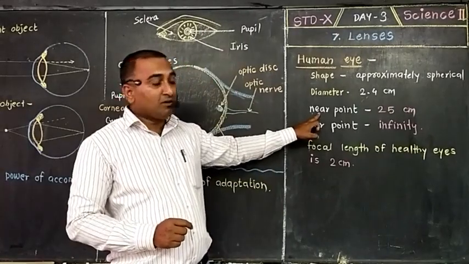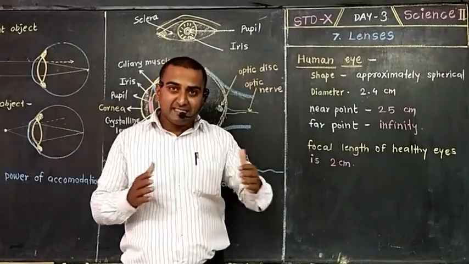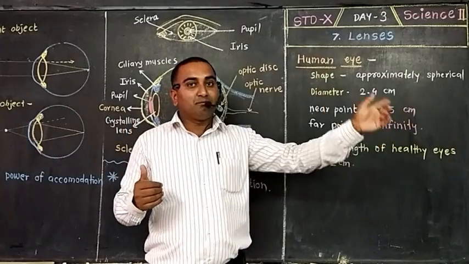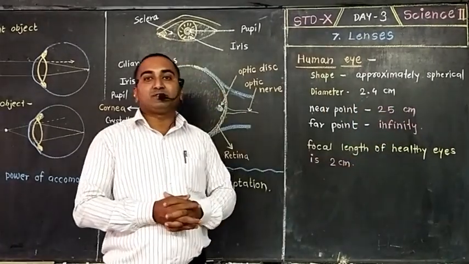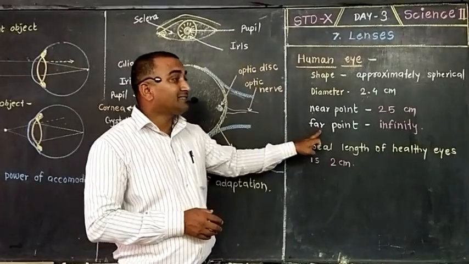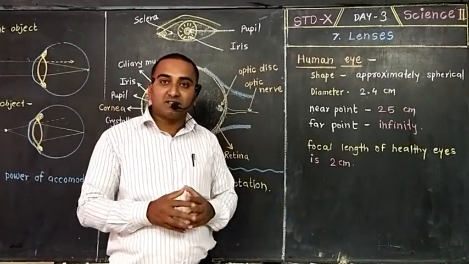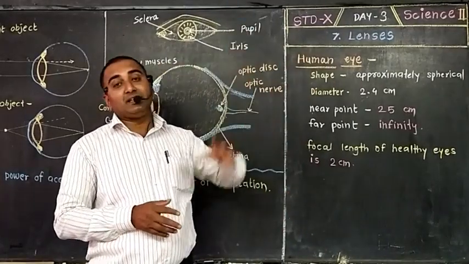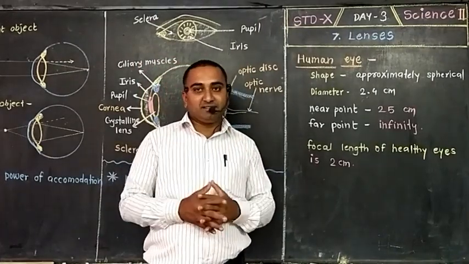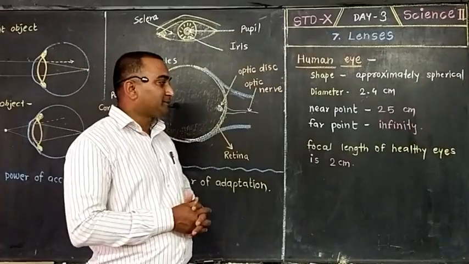And what is the far point? The far point is the maximum distance between the object and the human eye at which we can see the object without any strain, and that is infinity. That means without strain we can observe objects at infinity, which is a far distance, and the minimum distance is 25 centimeter. So do not hold textbooks within 25 centimeter.